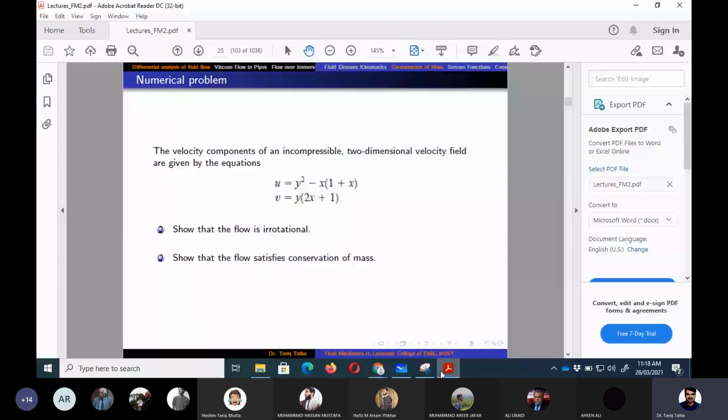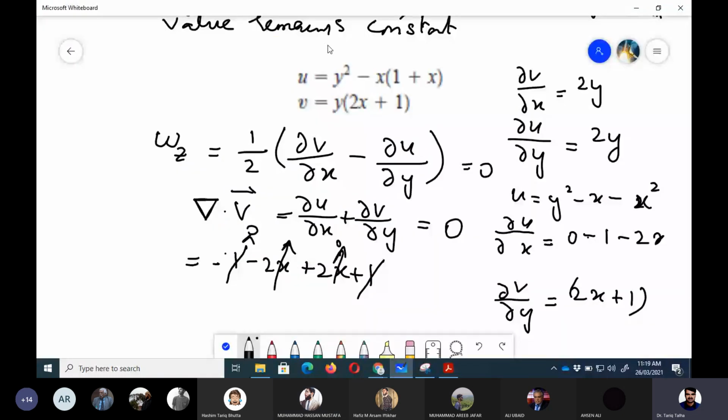If you look again, partial v by partial x is equal to 2y. Is this clear so far, Hassan? Yes sir. And then partial u by partial y, the first equation, would also be equal to 2y. I think you are confusing it with the second equation. Yes sir.